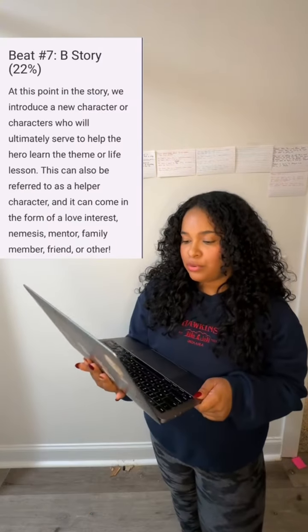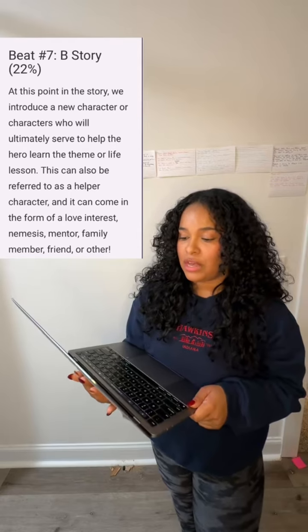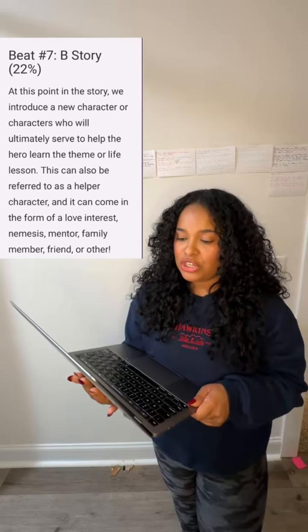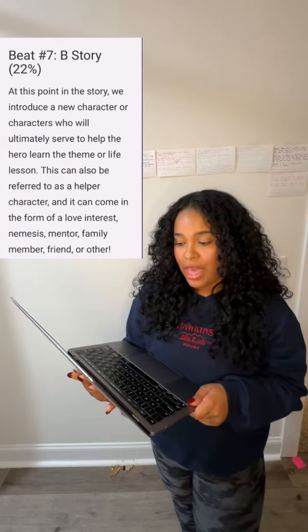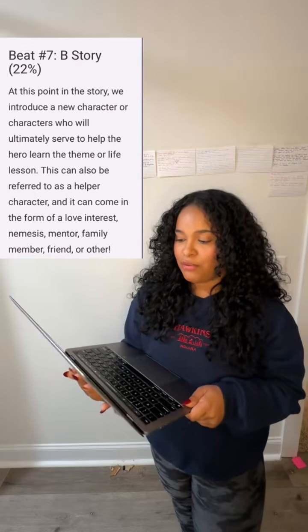At this point in the story, we introduce a new character or characters who will ultimately serve to help the hero learn the theme or the life lesson. This can be referred to as the helper character, and it can come in the form of a love interest, nemesis, mentor, family member, friend, or other.